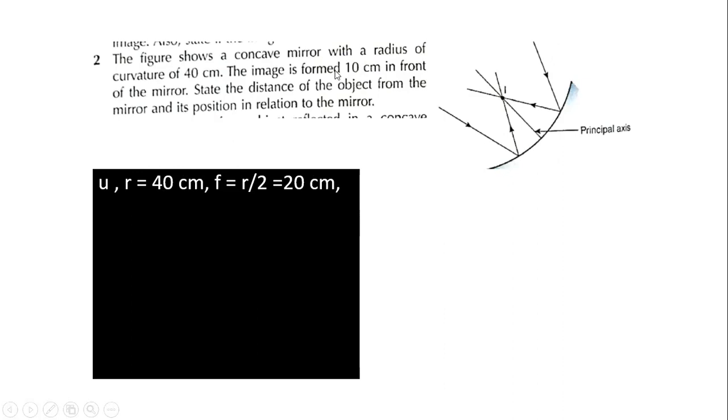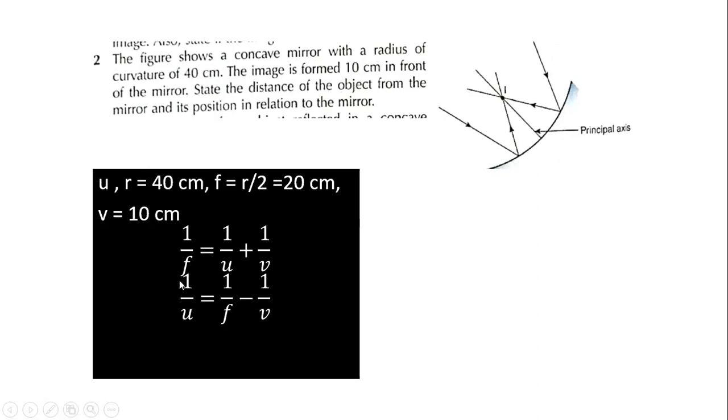Then this one is less. The image is from 10 cm in front of the mirror. So write down v equals 10 cm. State the distance of the object from the mirror and position in relation to the mirror. Use the formula, that's all.